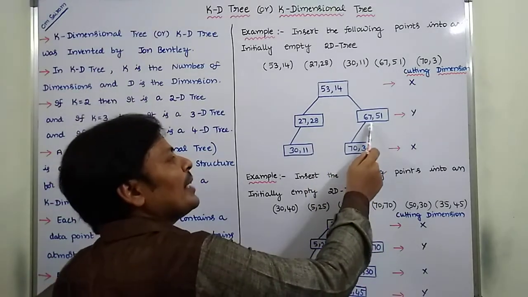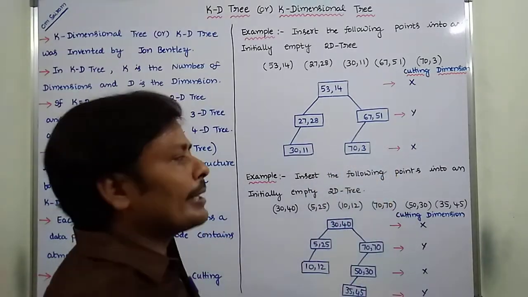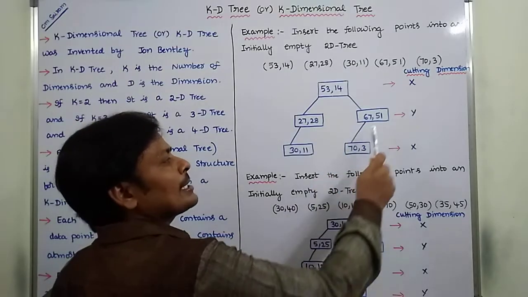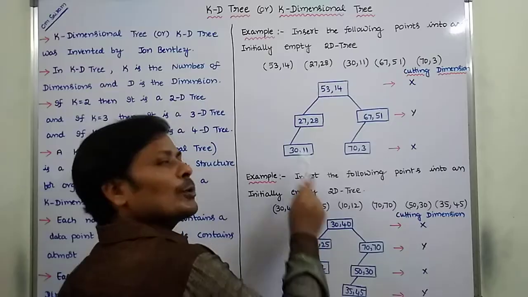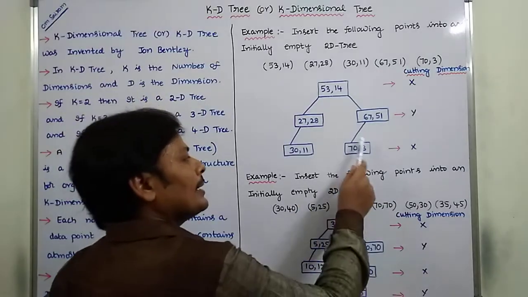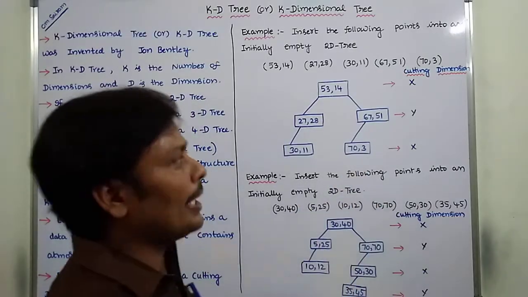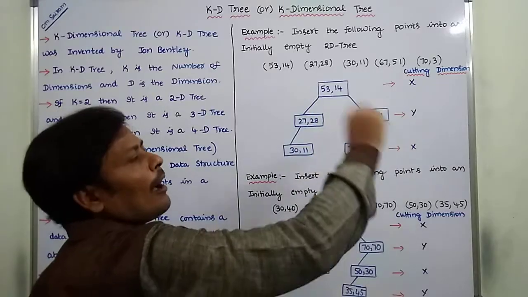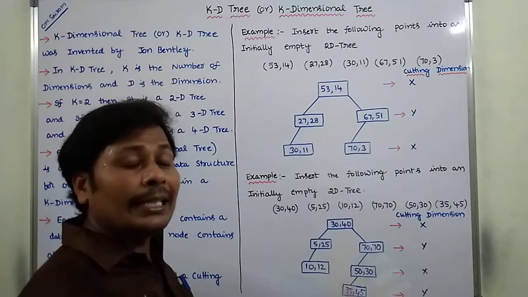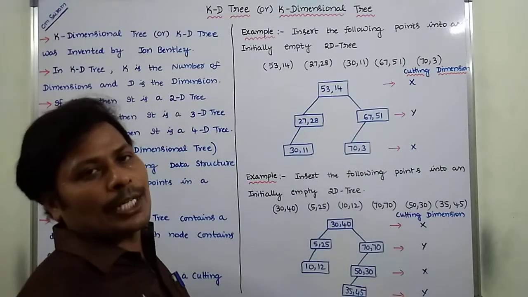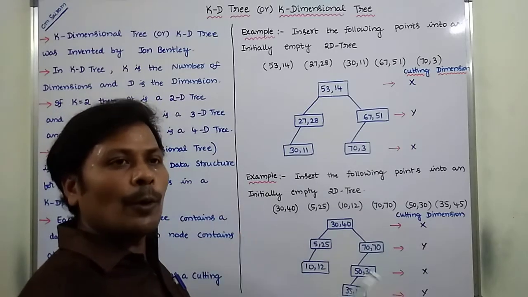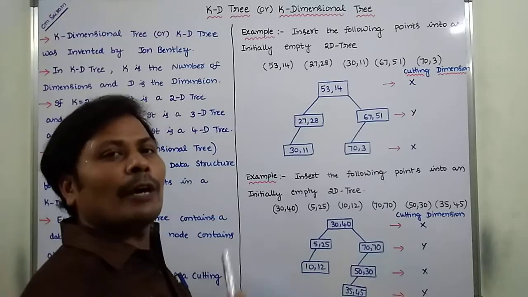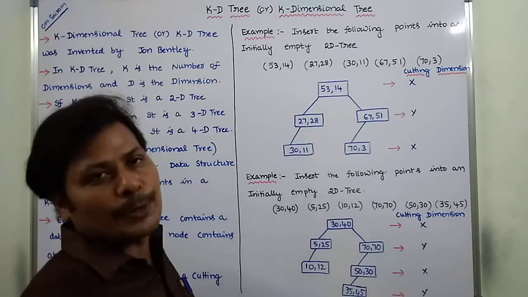For this node, only 1 left child is there, and there is no right child. For this node, there is no child, 0 children. So each node in the KD tree may contain at most two children, meaning it may contain zero children, one child, or two children.